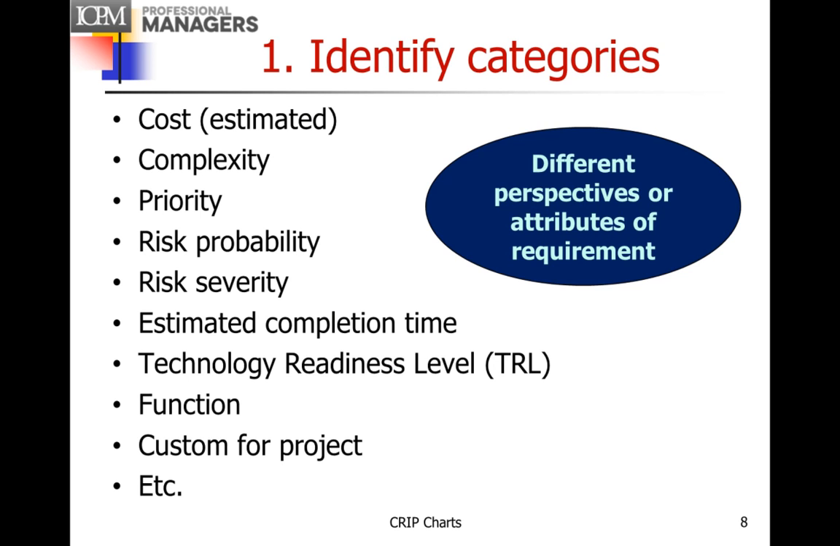So first one is identify categories. Well, these can be things like estimated cost, complexity, priority, risk probability, risk severity, estimated completion time if different requirements are required at different times, technology readiness level, if different technologies at different levels of readiness are used, the function that the requirement does, is it an input function, an output function, a communication function, some kind of processing function, and so on, and other custom categories for the project, and so on.